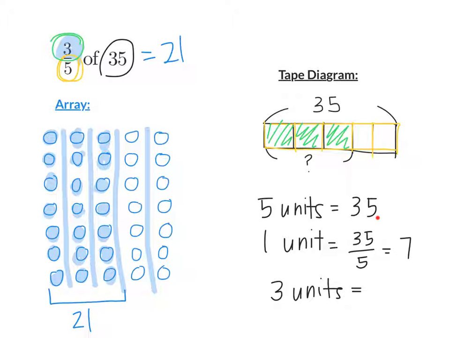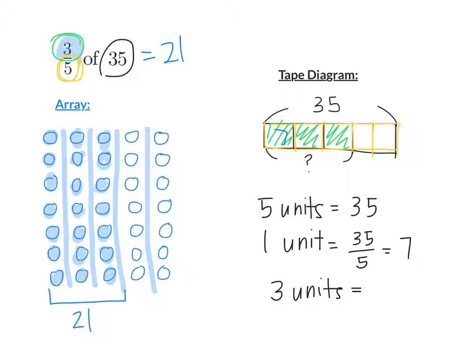So I write it down. 5 units equals 35. Now, if I know that 5 units are worth 35, how can I figure out how much 1 unit is worth? Well, I have to take that 35 and divide it by what? 5. Is that the same thing as 35 over 5? Okay, which is 7.